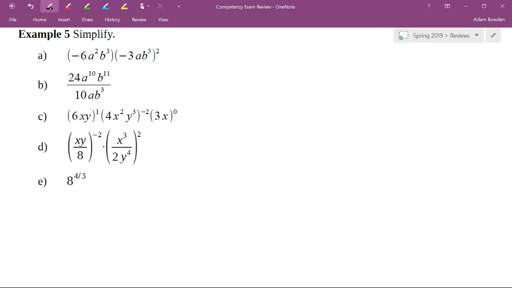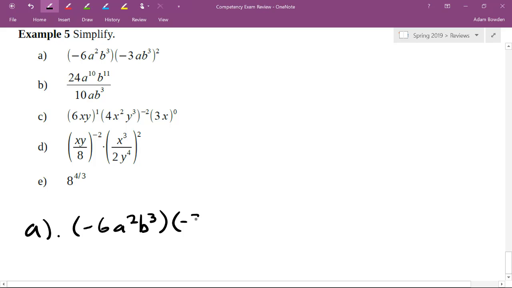Here we're going to be talking about exponent rules and simplifying things by using the exponent rules. I'm going to start off with an example that has 6a squared b cubed multiplied by negative 3a b cubed, all raised to the second power. Now the first thing to do is to take care of this 2 up here.